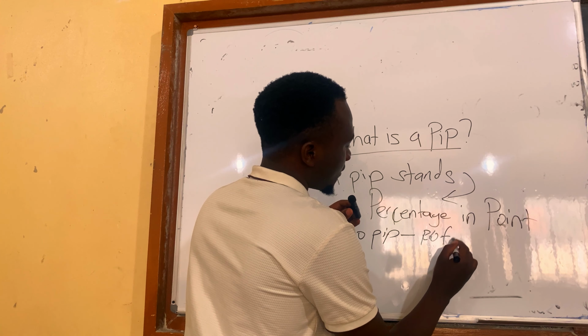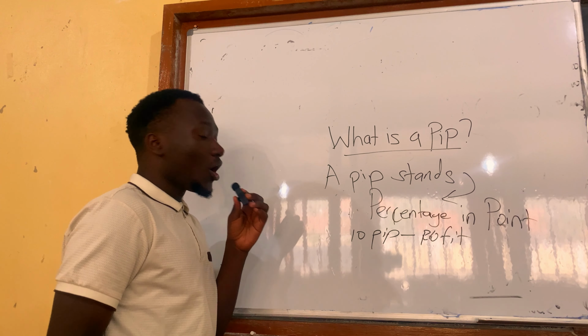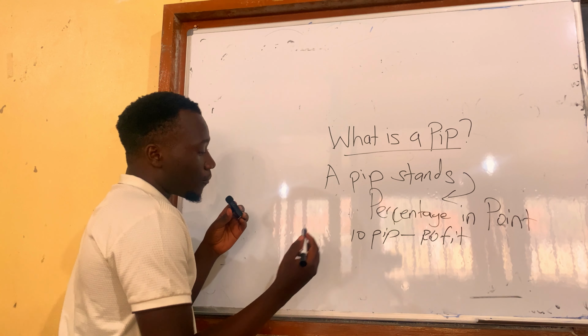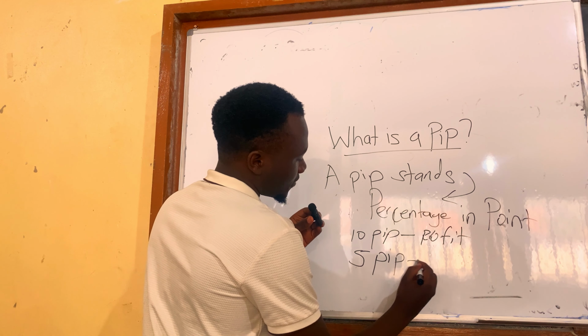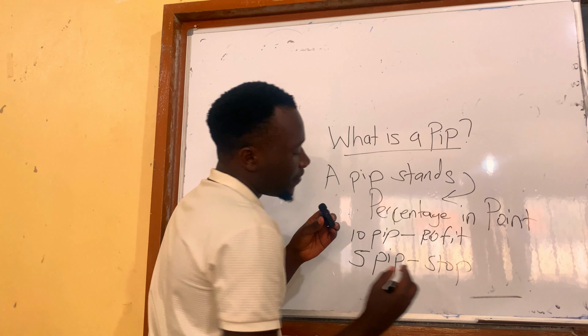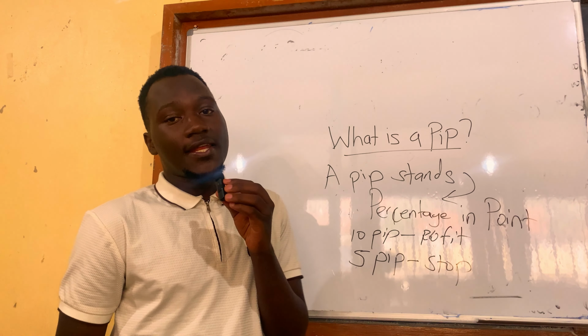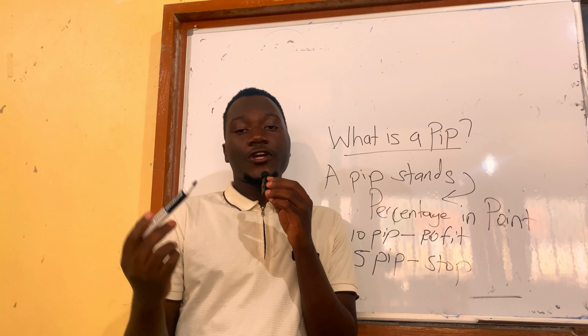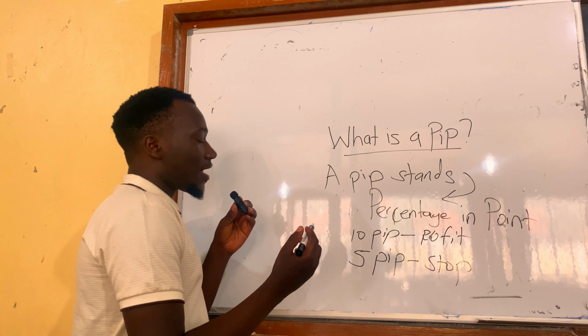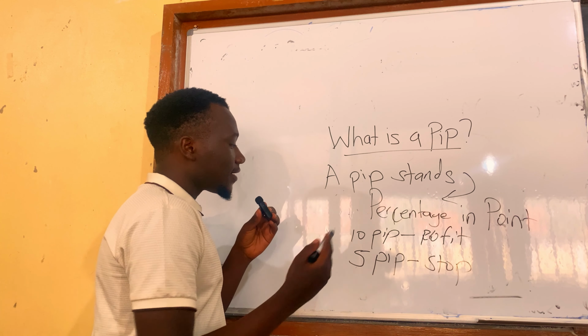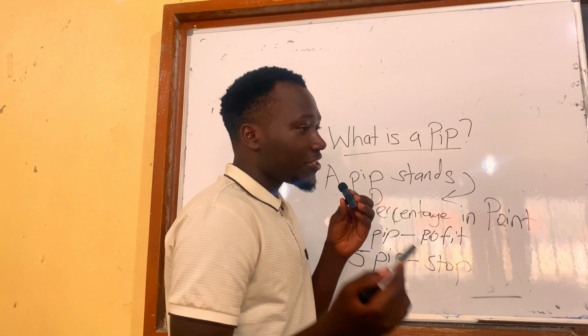You will find him saying price has moved 10 pips in profit, or price has hit my stop loss, which was maybe, let's say, 5 pips stop loss. So these are some things that you need to understand when it comes to measuring pips. Pips simply make you understand how we count in forex. That is the standard unit of measurement in forex.